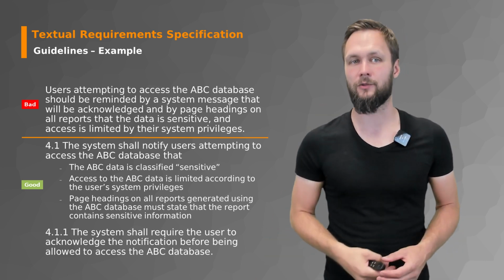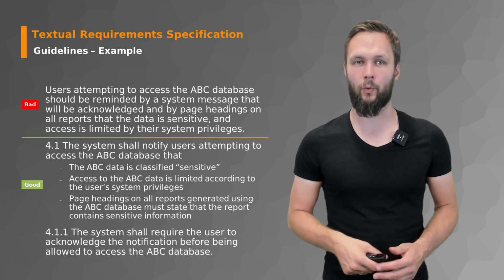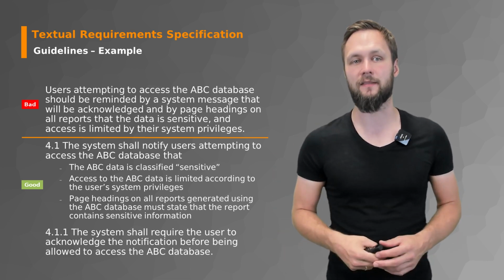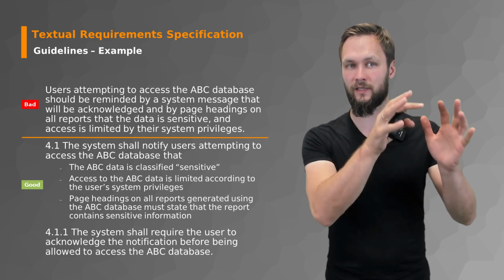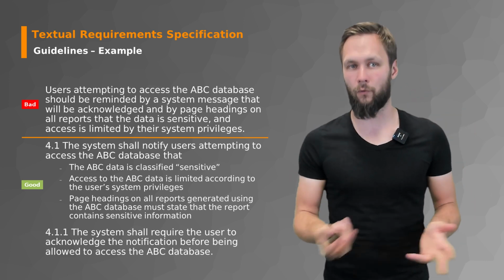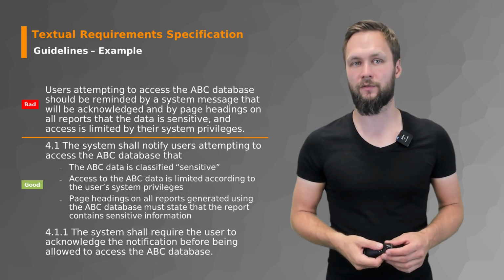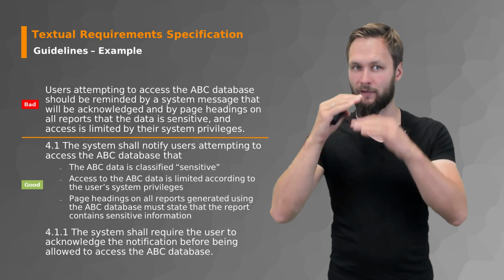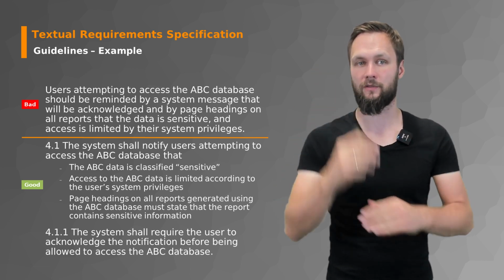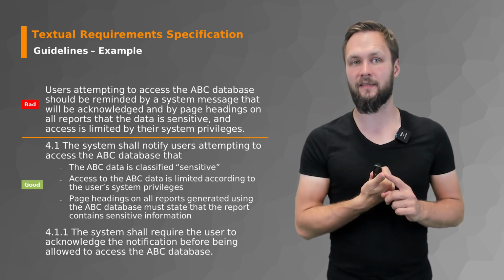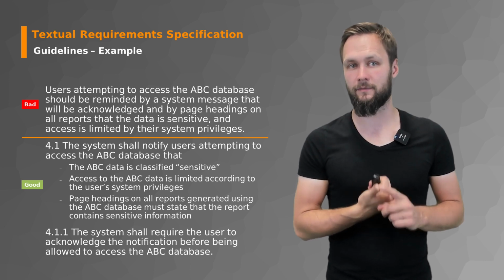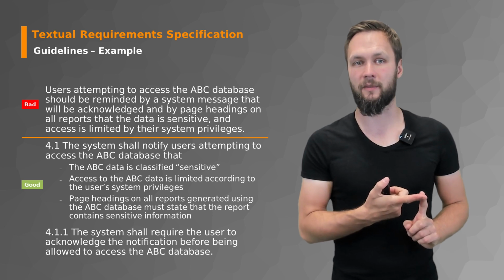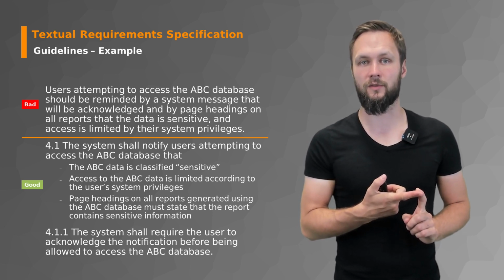A better way to do so is shown below, where you start structuring and splitting the requirement into different pieces. So structuring using listings like numbers. 4.1, the system shall notify users attempting to access the ABC database that, and now you have a list of what shall be notified about. The ABC data is classified sensitive. That's the first thing you're going to be notified. Second, access to the ABC data is limited according to the user's system privileges.